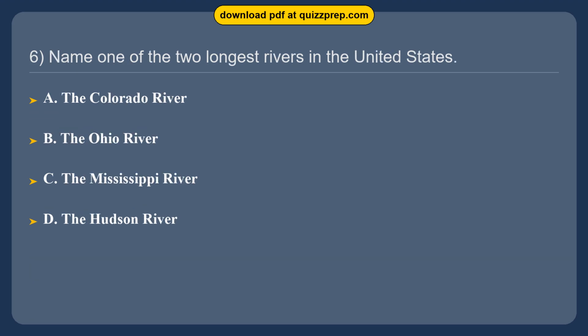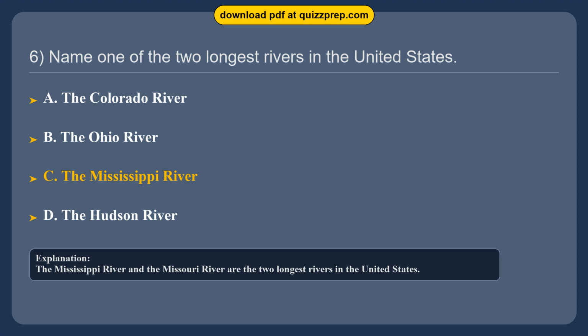Question 6. Name one of the 2 longest rivers in the United States. Option A, the Colorado River. Option B, the Ohio River. Option C, the Mississippi River. Option D, the Hudson River. The correct answer is option C, the Mississippi River. The Mississippi River and the Missouri River are the 2 longest rivers in the United States.